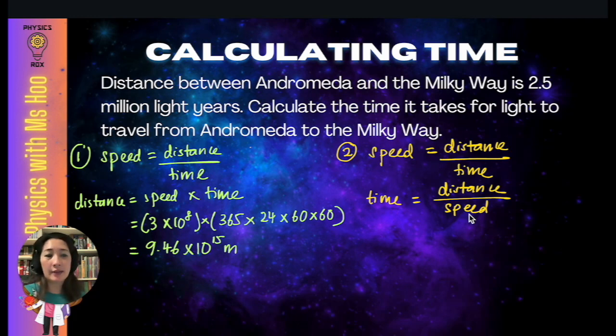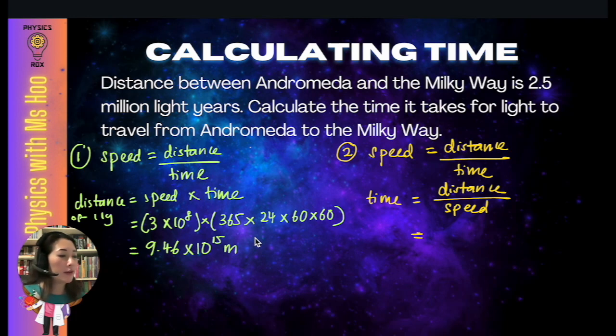The distance here is 2.5 million light years. But remember, we can't just leave it as 2.5 million. We need to convert this light year into meters. So how do we do that? If this is the distance of 1 light year, let me just add that note here. So this is the distance of 1 light year. So if this is the distance of 1 light year, what we will need to do is take this value of 2.5 million times this value.